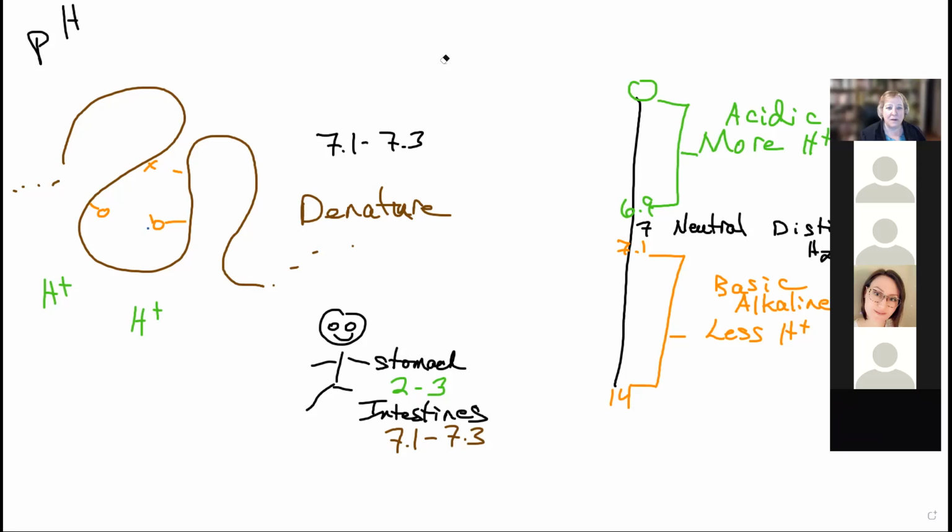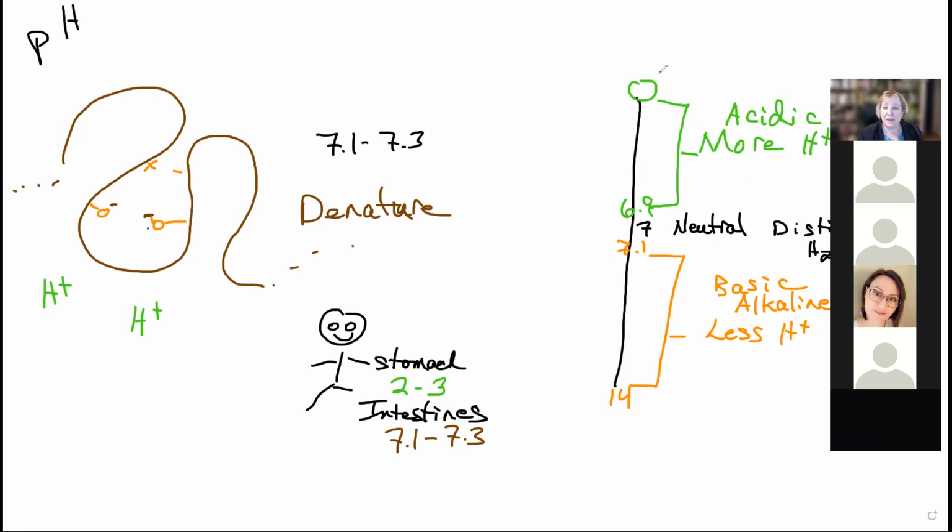And so instead of forming hydrogen bonds, we now have negative charges. Instead of hydrogen bonding to each other, these are now repelling, and that also denatures proteins. All right. So we have microbes that live in these different ranges.